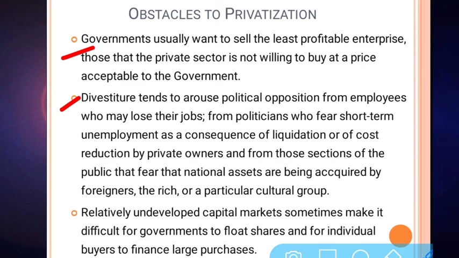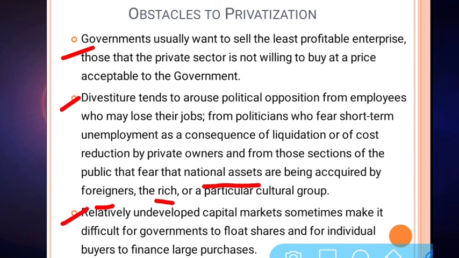Sometimes even the local people are also not favoring privatization because they fear that the majority of national assets will be acquired by either foreigners or a few rich people or a particular cultural group. So the assets will be concentrated in the hands of a few people, and that is why they are also opposing such privatization.